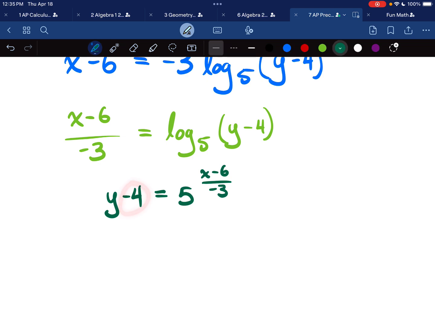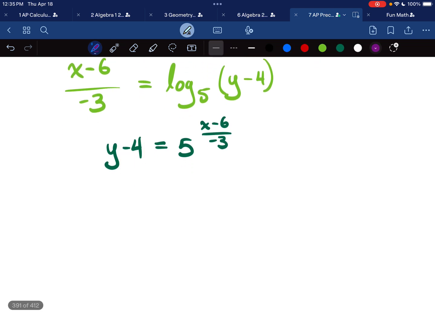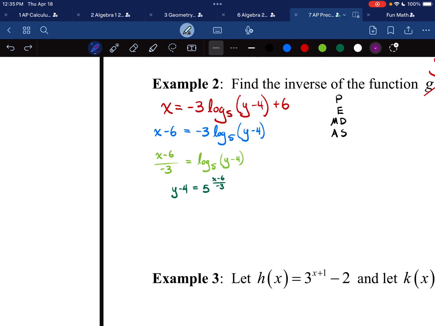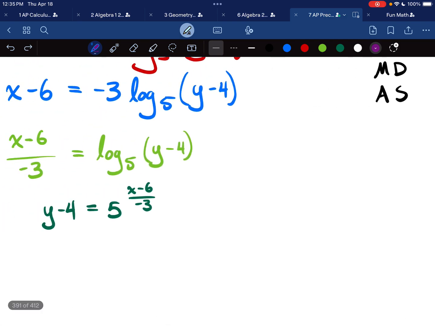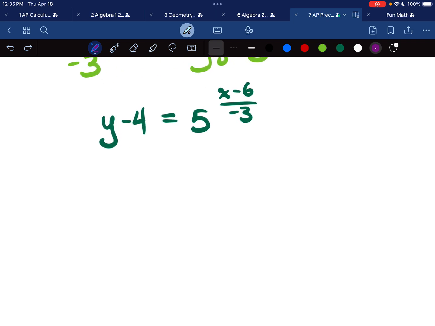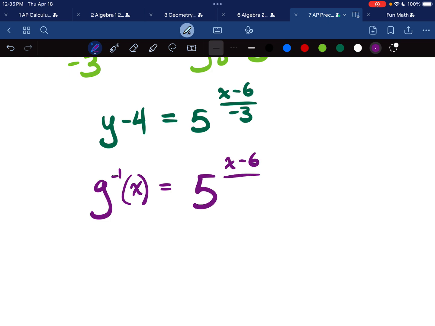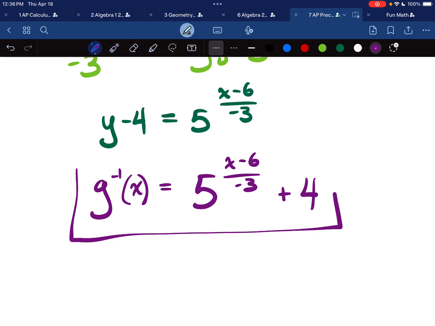The only thing I need to get rid of is this minus 4. We're going to add 4 to both sides. So for my final expression, I don't want to write y here because I know this is my last step. This function was g, right? Yeah, so it's going to be g inverse. I'm going to say g inverse of x is now equal to, I still have this 5 to the power of x minus 6 all divided by negative 3, and I added 4 to both sides, so I'm going to say plus 4. And there's my final answer for my inverse function.